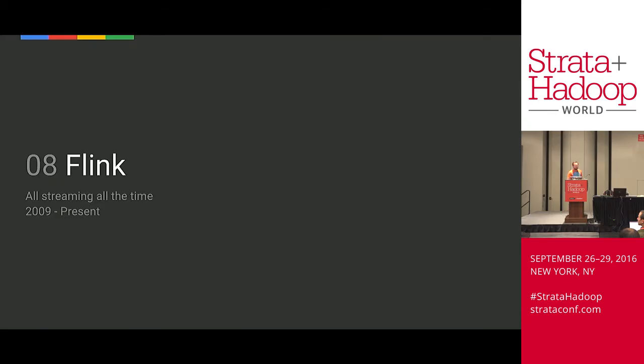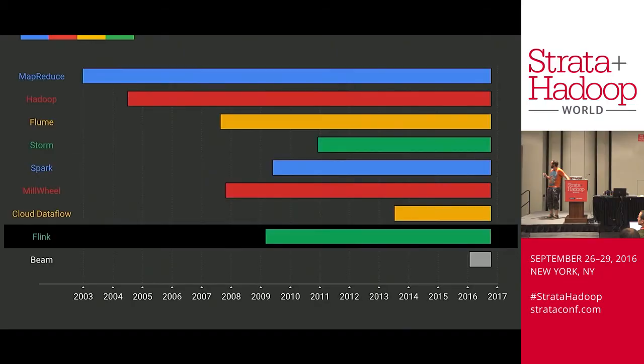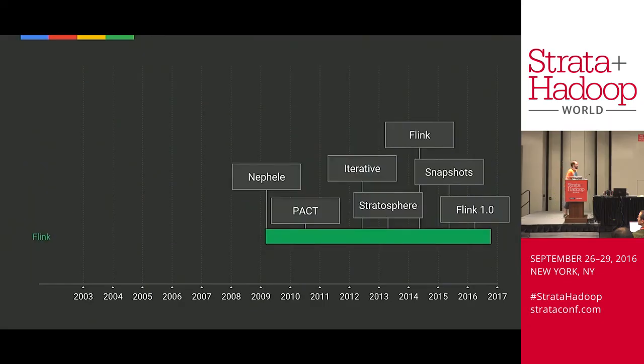So, Flink. This is the last one that's not Google that I'm going to talk about. So Flink happened, well, it sort of depends on how you look at it. Flink is an evolution of a bunch of research that happened at TU Berlin. The first 4 things on there are various papers, NFL, Pact, Iterative, and Stratosphere. So there's a bunch of interesting papers that were in TU Berlin, basically converged on this system called Stratosphere. And then eventually it was renamed Flink and became an Apache project around 2014.